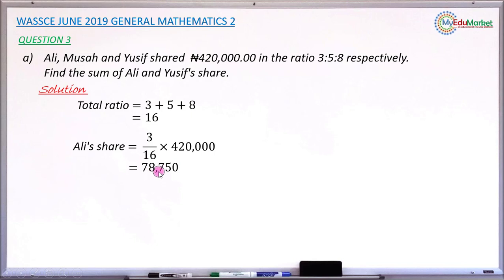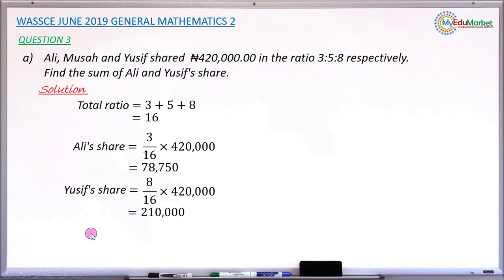So I do the same also to find Yusuf's share. Remember, Yusuf has ratio 8. So I'm going to have Yusuf's share as 8 over total ratio 16 multiplied by the total amount to be shared, which is 420,000. If this multiplication and division is done correctly, you now have 210,000 naira. This is Yusuf's share.